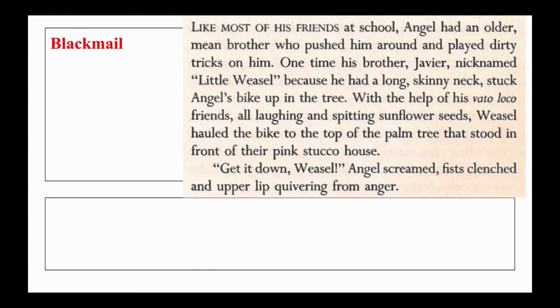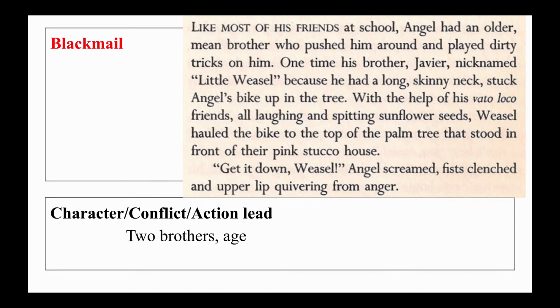You can feel it. Then we went on, and one of the stories we read was Blackmail. And Blackmail begins, "Like most of his friends at school, Angel had an older, mean brother who pushed him around and played dirty tricks on him. One day his brother Javier, nicknamed Little Weasel because he had a long, skinny neck, stuck Angel's bike up in a tree." And it goes on. You've read that before. What kind of lead is this? Well, it's a character, conflict, and action lead. We've got all three wrapped into one. We have 2 brothers. They give us hints about what the ages are. And there's this scene of teasing. So we get a little bit about the characters, the conflict between the brothers, and there's some action.